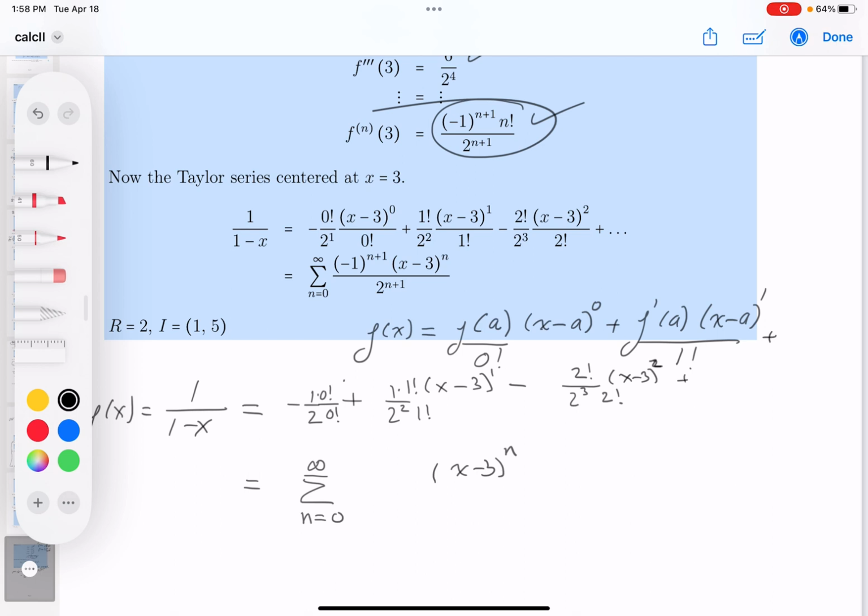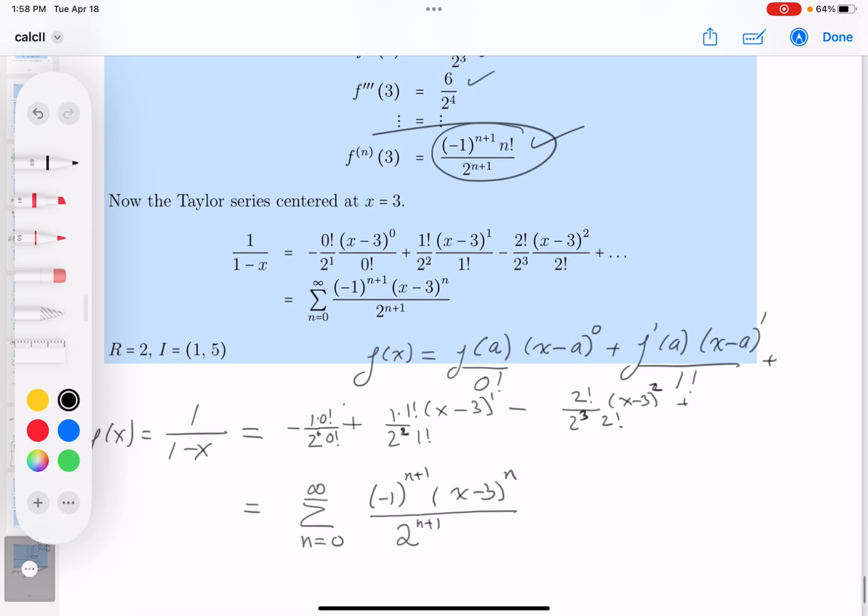And now I'm looking at the powers of 2. So what's that going to be? Well, let's be careful about that. That's going to be 2 to the n plus 1. Again, I'm seeing 1 here, 2, 3. And then what else do I see? I see this alternating pattern, which is minus 1 to the n plus 1.